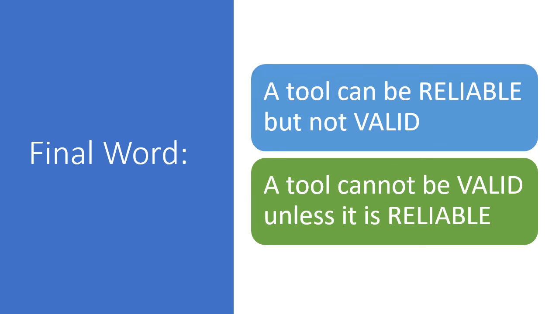So the final word, a tool can be reliable but not valid. So it can produce consistent results but not really get at the construct of interest. But a tool cannot be valid unless it is reliable. So if we have an unreliable measure that doesn't produce consistent results, then we don't have a tool that is useful or valid either.